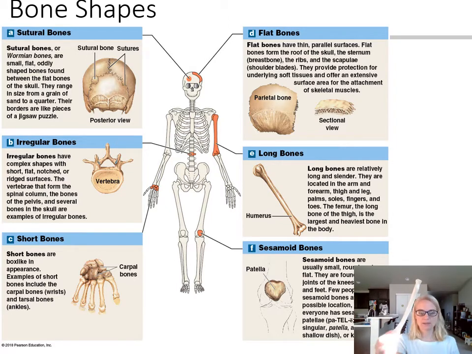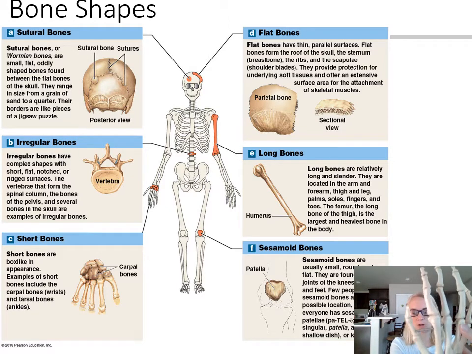This is your radius. This is one of your forearm bones. So all of these are examples of long bones. We also have long bones. These finger bones are also long bones. Even though they might be relatively short compared to other bones, these are all long bones.